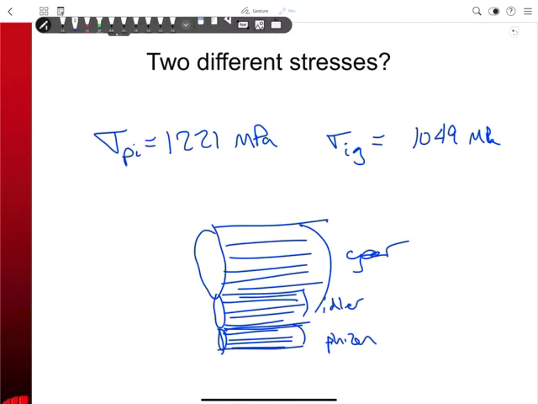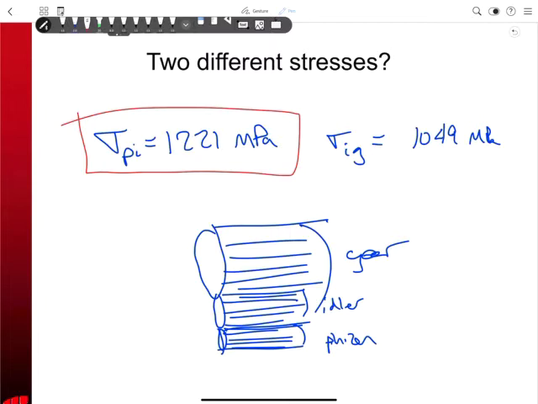So they all have to be the same width, but due to the contact, due to the different radii of the gears, I'm going to have different surface stresses. So what I have to do is pick the higher one, right? 1221 versus 1049. 1221 is the worst one. So this is going to be my contact stress.